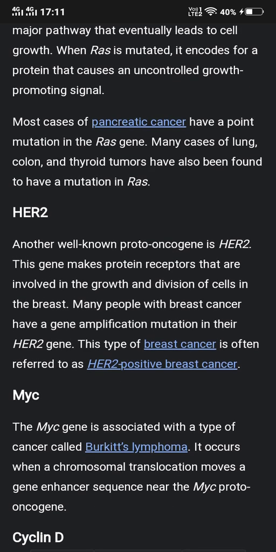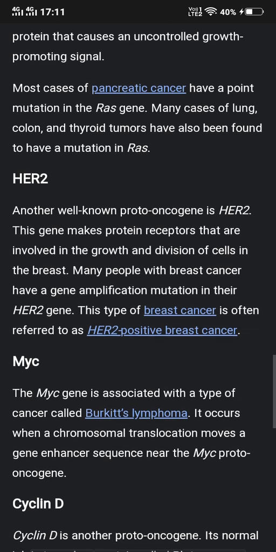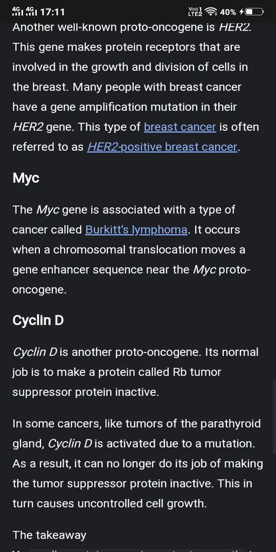HER2. Another well-known proto-oncogene is HER2. This gene makes protein receptors that are involved in the growth and division of cells in the breast. Many people with breast cancer have a gene amplification mutation in their HER2 gene. This type of breast cancer is often referred to as HER2 positive breast cancer. The MYC gene is associated with a type of cancer called Burkitt's lymphoma. It occurs when a chromosomal translocation moves a gene enhancer sequence near the MYC proto-oncogene.